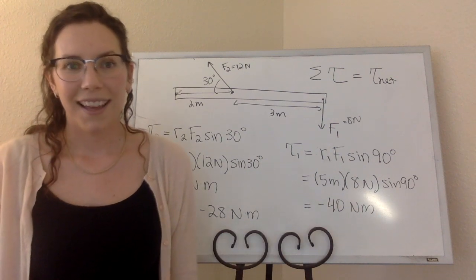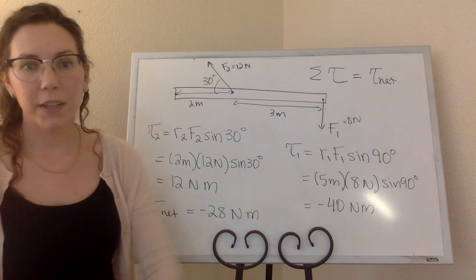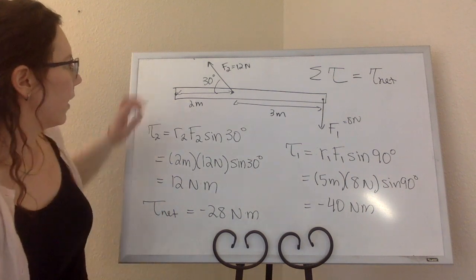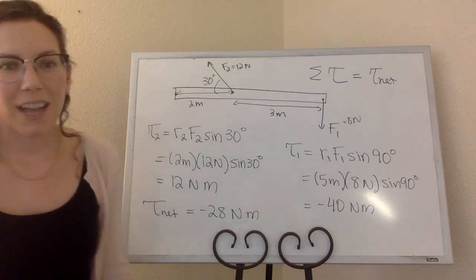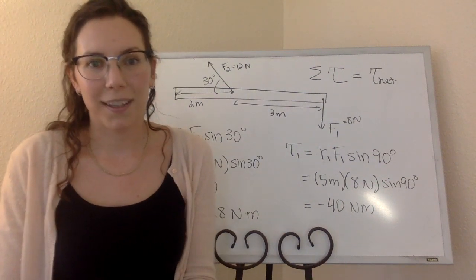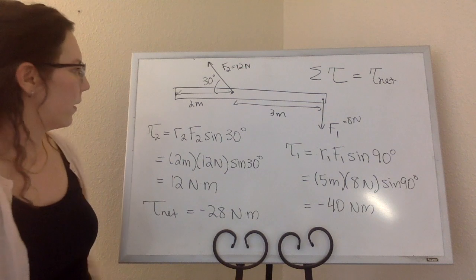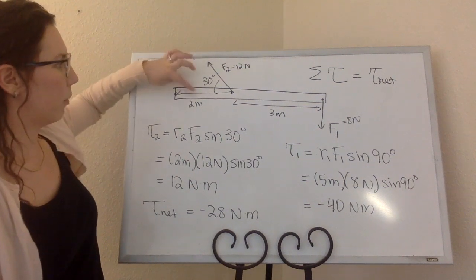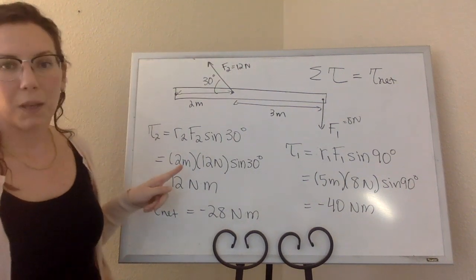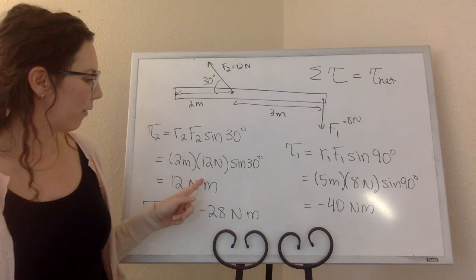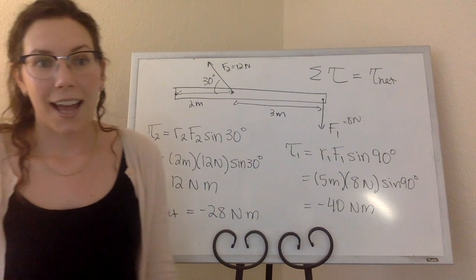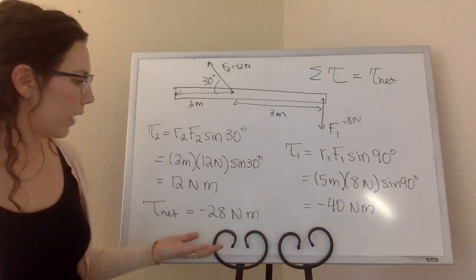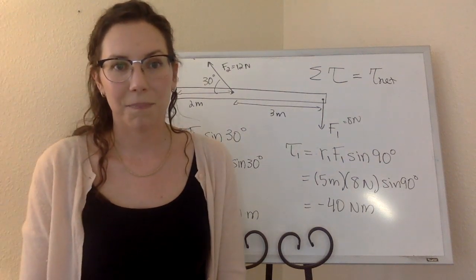newton meters. And then if we look at torque 2, we can see that torque 2 is the other way. It would cause it to rotate this way, which is counterclockwise, so that's a positive torque. And then we have R2 F2 sine 30, so 30 the angle between R and F. And then we can just plug in the values, 2 meters, 12 newtons times sine 30, which gives 12 newton meters. And adding those up, we get a net torque of negative 28 newton meters.